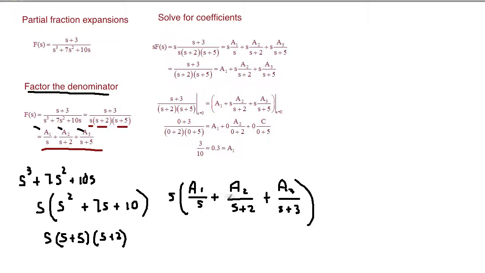And now I bring this inside, multiply each term individually, and I get what I have right here. I get s times a1 over s. I get s times a2 divided by s plus 2. And I get s times a3 divided by s plus 5. That's right here. Okay, so let me multiply this through. S times a1 divided by s is just a1. Then s times a2 over s plus 2 is unchanged, and s times a3 over s plus 5 is unchanged.